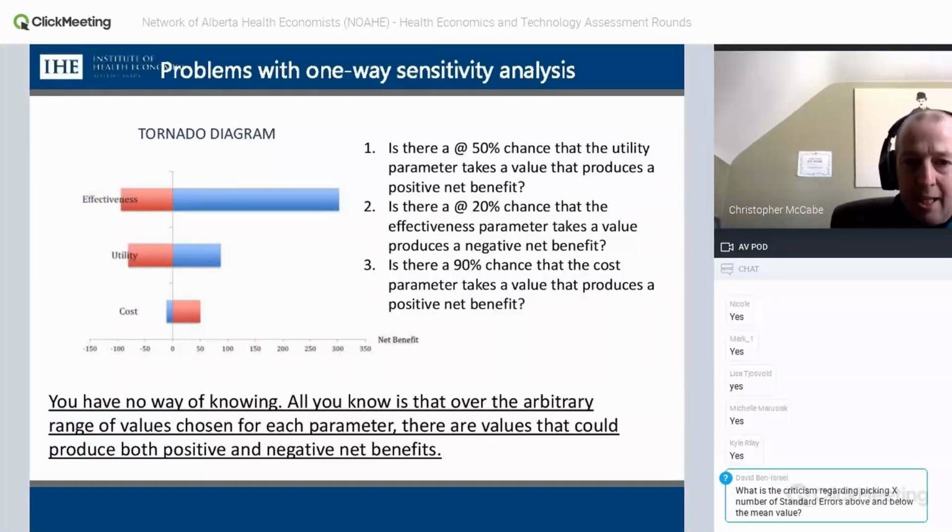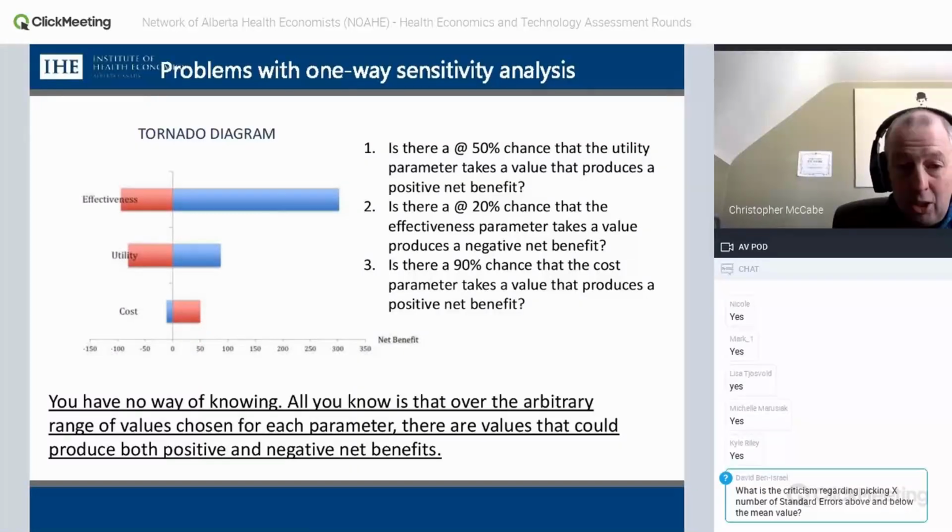If you look at this, you look at the utility, it looks about 50-50. So is there a 50% chance that the utility parameter takes a value that produces a positive net benefit? Similarly, is there around a 20% chance that the effectiveness parameter takes a value that produces a negative net benefit? Or a 90% chance that the cost parameter takes a value that produces a positive net benefit? These are intuitively natural interpretations of a tornado diagram.